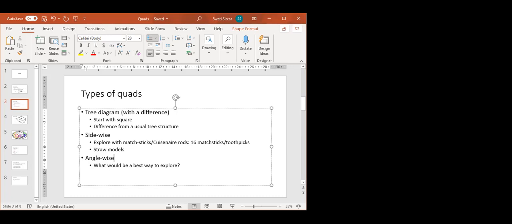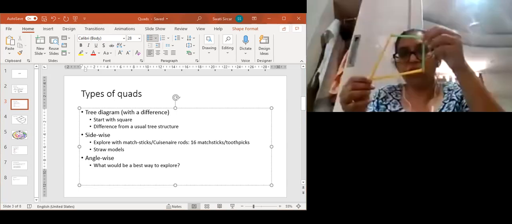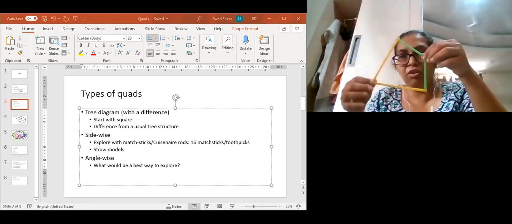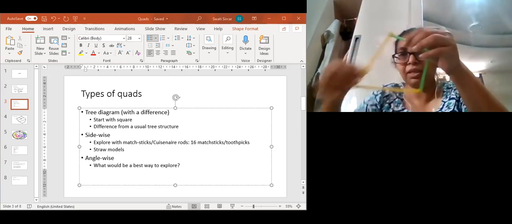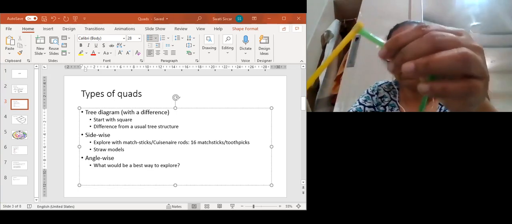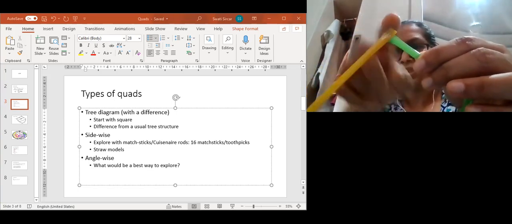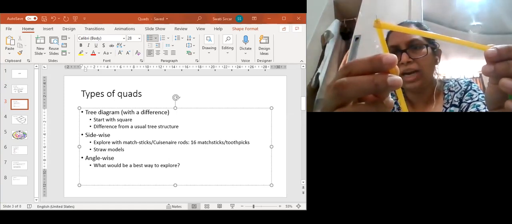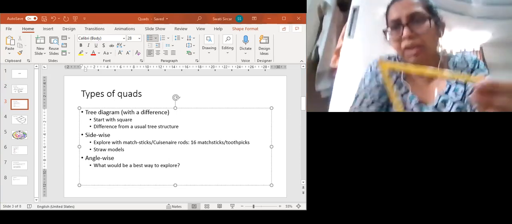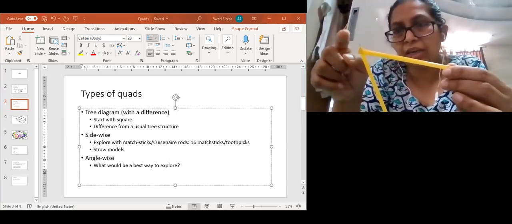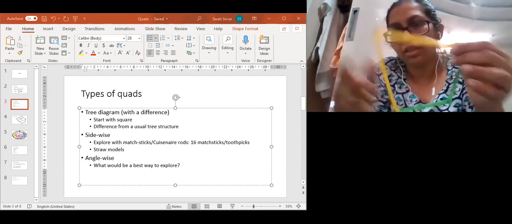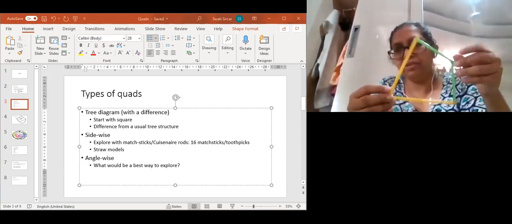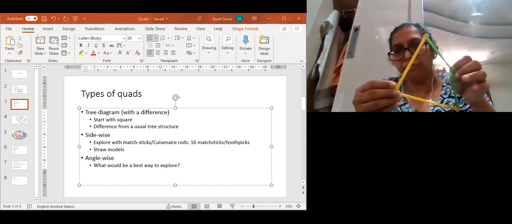Okay. But now let me again turn my video on. Now, this is what I'm talking about, straw models. Each straw is stapled here. You can maybe see that in each case, one end of the pin is sticking out. So that is why this movement is possible. That's how this has been made, so that you get this mobility.